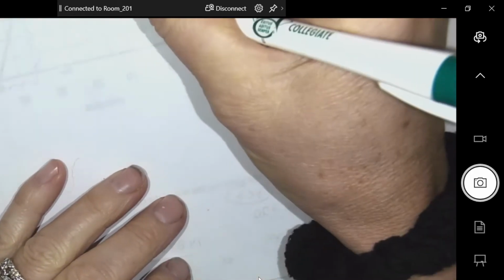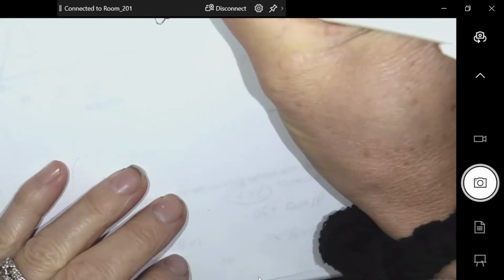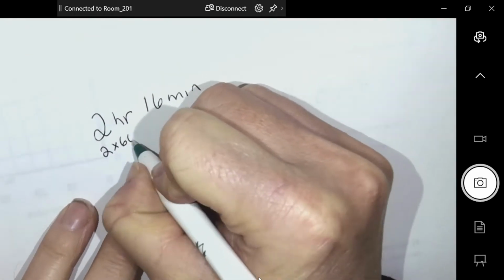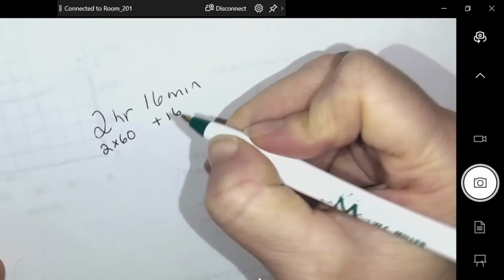We're going to move on, but I just want to make a very big note to yourself. On your test, I've done this a few times. If I say something like 2 hours and 16 minutes, that's going to be on your test some places. What are you going to do? You're probably going to do this: 2 times 60 is how many minutes? And then add 16 more minutes.